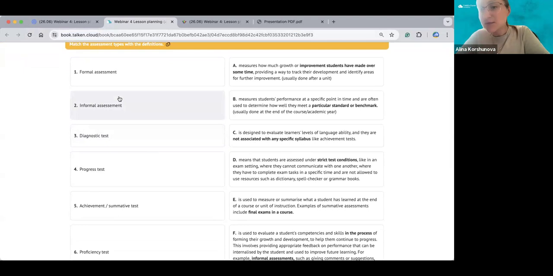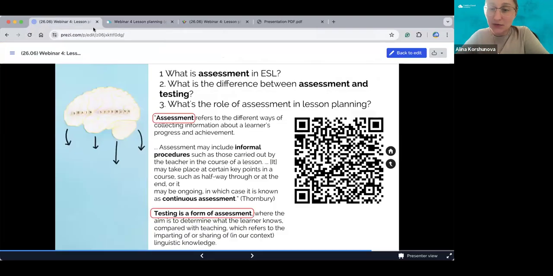These are just different types of assessment and different types of tests. Try to test how well you remember these terms. Let me give you 2 minutes for that. Let me know when you're ready. Show any reaction or text me in the chat.